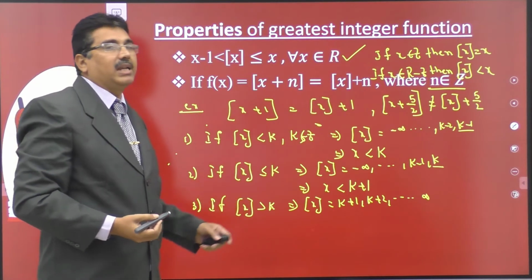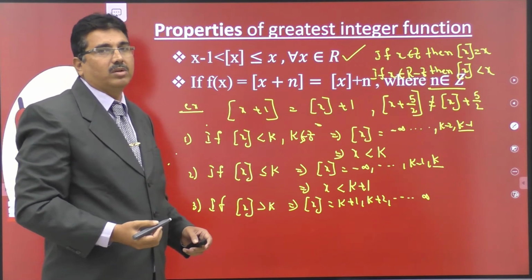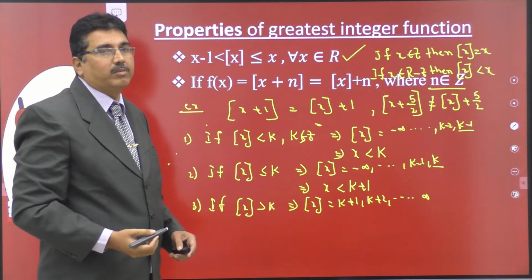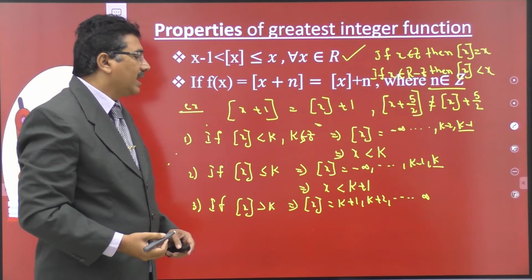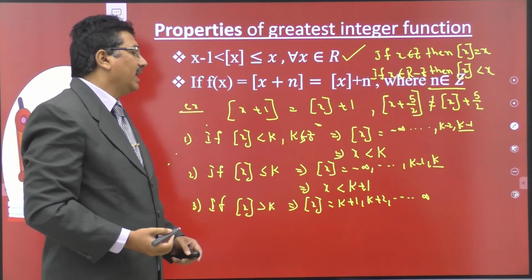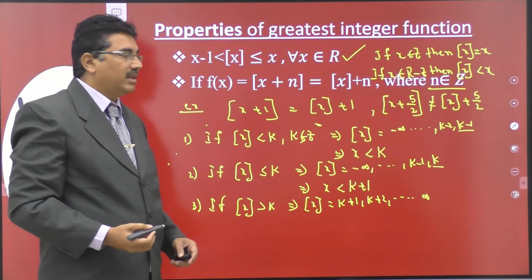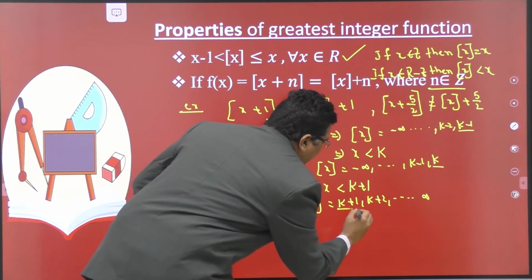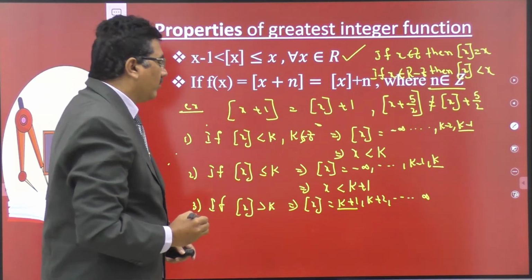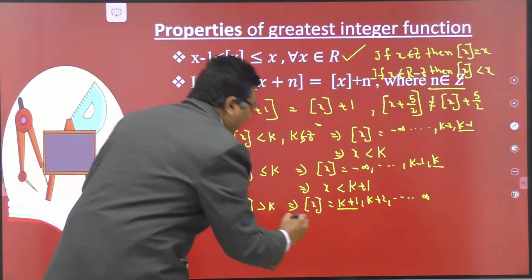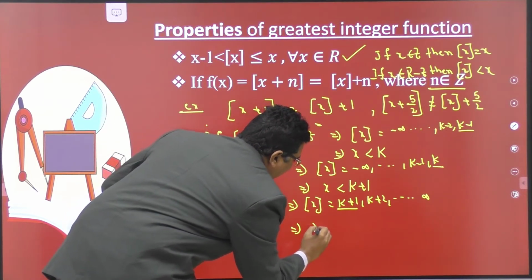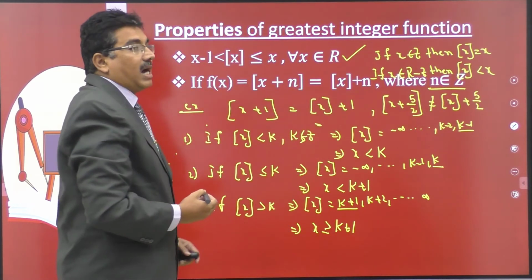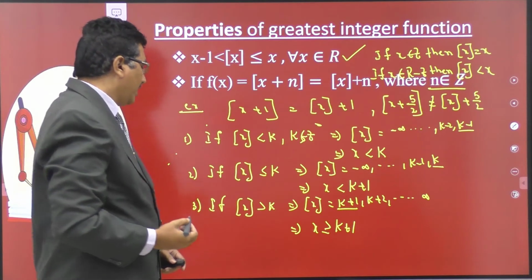[x] greater than k and k belongs to Z, then the values of [x] are k plus 1, k plus 2 and so on to infinity. Then what are the values of x? Here [x] is equal to k plus 1, that implies x is greater than or equal to k plus 1, right?